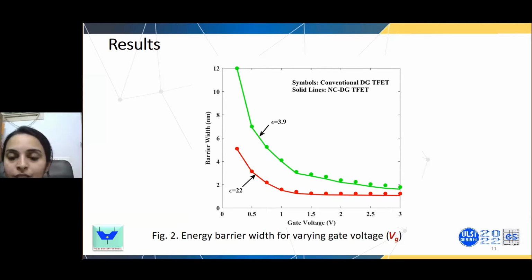And as you see, as the gate voltage increases, in the initial part, both the conventional double gate TFET and the NC TFET have exactly similar barrier width. But when the gate voltage increases, you can see a deviation from the values. It is due to the voltage amplification. As the gate voltage increases, the voltage amplification also will be more in case of an NC.